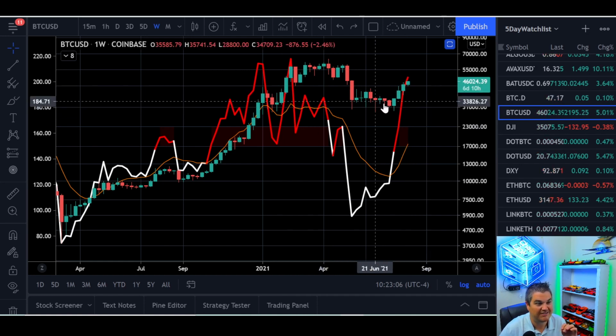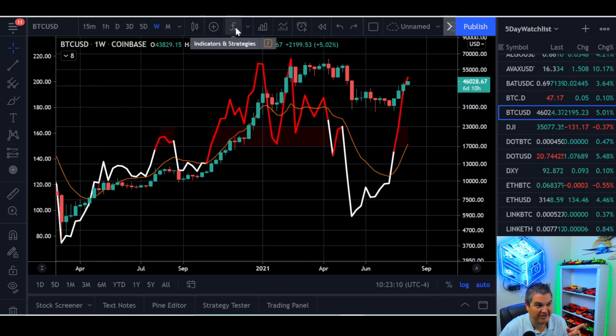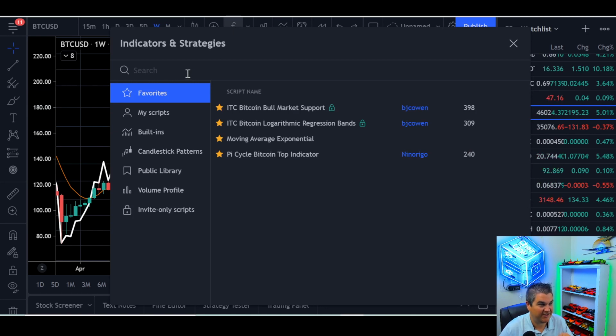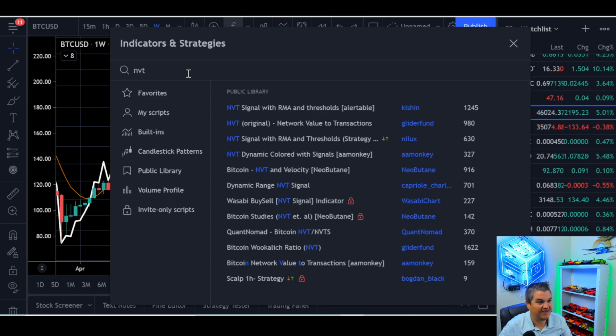Okay, so how do you set this up if you want this on your chart? Well, I'm glad you asked. You go to your indicators and strategies up here, right? You just type in NVT, and it's your original. You hit the NVT. This is just the one I used.